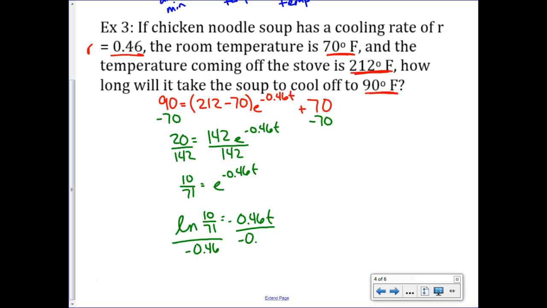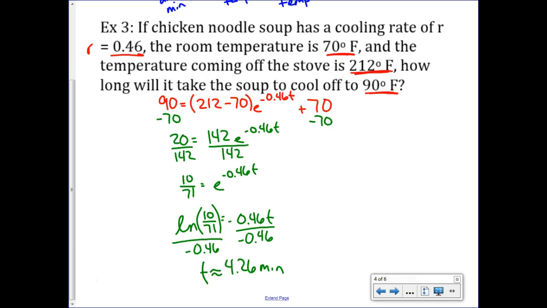This is where you definitely need the graphing calculator. When you put it in the graphing calculator, make sure you put parentheses around that 10 over 71. Close off those parentheses before dividing by negative 0.46. If you have typed it correctly, you should get that t is about 4.26 minutes.